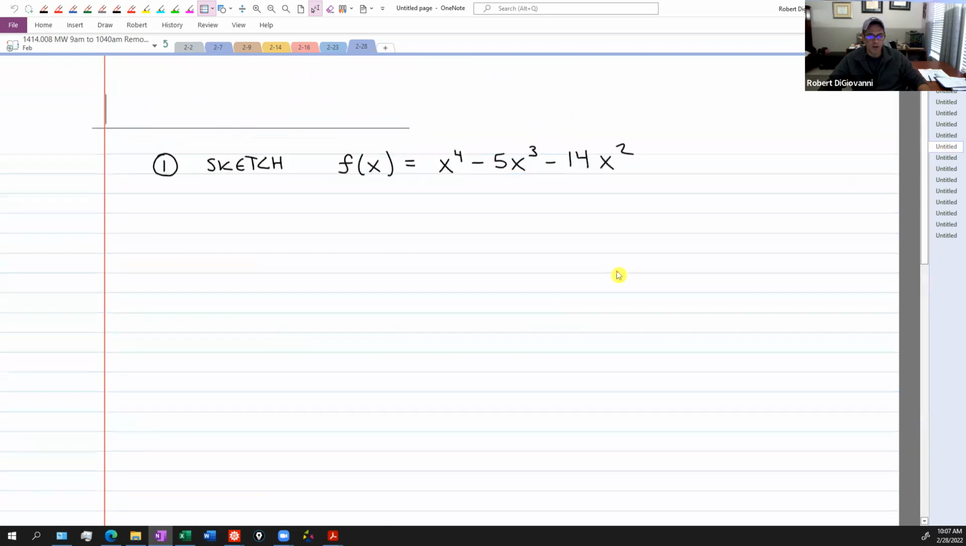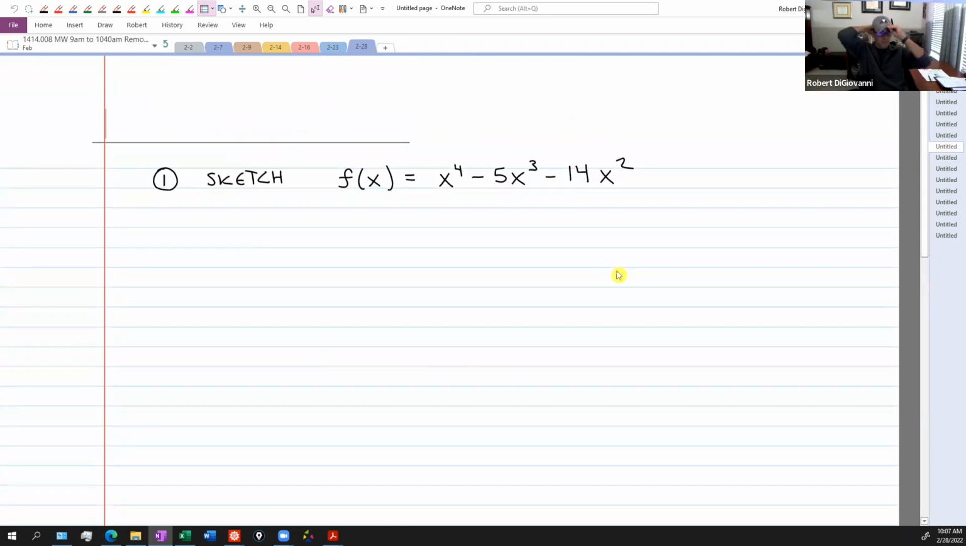I want us to sketch this. So the first thing we have to recognize is this is a polynomial function. This is not a quadratic. So the first thing I'm going to do now is use the leading coefficient test to determine the left and right hand behavior of this.